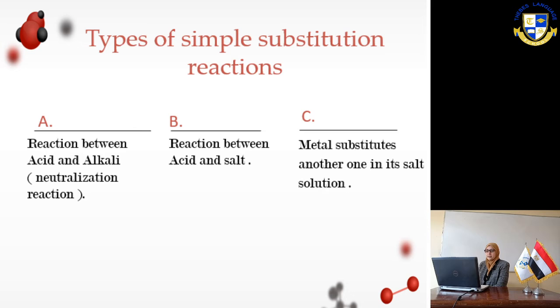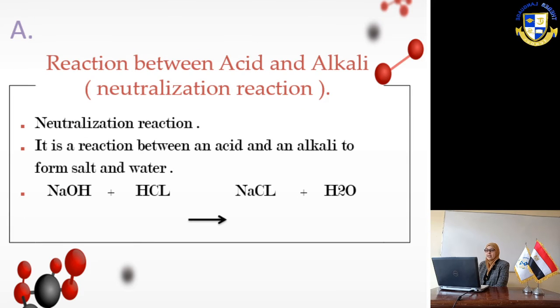Slide number 11. Reaction between acid and alkali, neutralization reaction. Here, neutralization reaction is a reaction between an acid and an alkali to form salt and water. So scientific term, what's meant by neutralization? It is a reaction between an acid and an alkali to form salt and water. Here we have sodium hydroxide plus HCl, it will make sodium chloride plus water. Slide number 12.